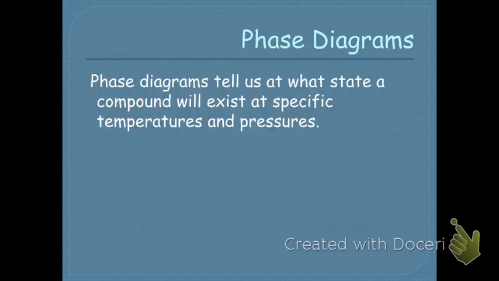So a phase diagram will tell us what state a compound is in at specific temperatures and pressures. So in order to figure out what state, let's say, water is in at current conditions, we need to know what the temperature is, typically in degrees Celsius, and what the pressure is in terms of ATM.